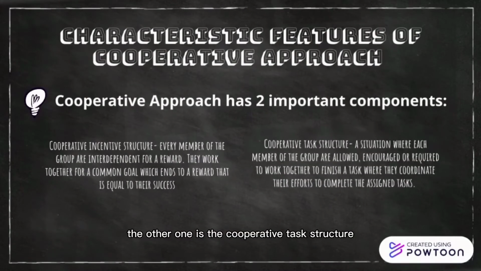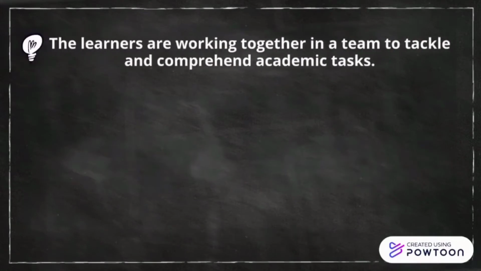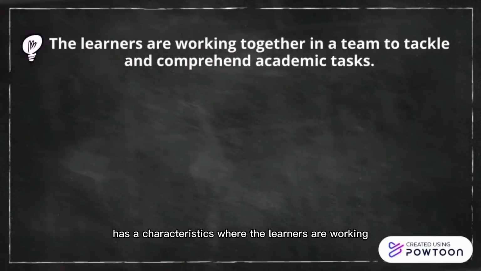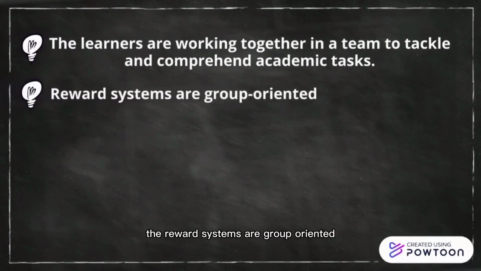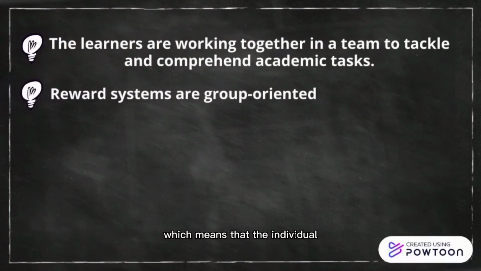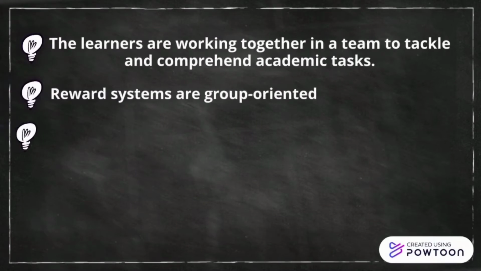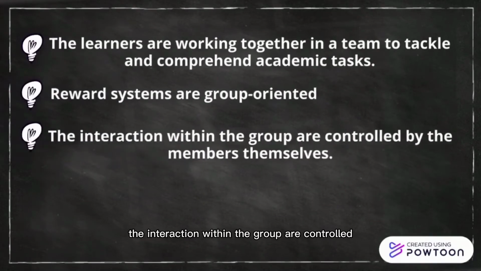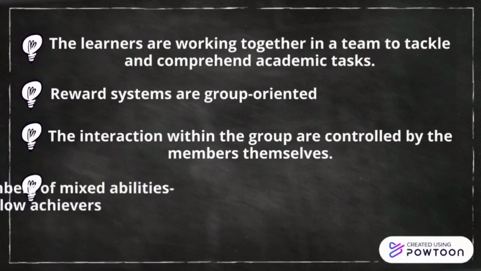The other one is the cooperative task structure. It is a situation where each member of the group is allowed, encouraged, or required to work together to finish a task where they coordinate their efforts to complete the assigned task. The cooperative learning approach has a characteristic where the learners are working together in a team to tackle and comprehend academic tasks. The reward systems are group-oriented, which means that the individual score will be determined by their effort as a group. The interaction within the group is controlled by the members themselves.